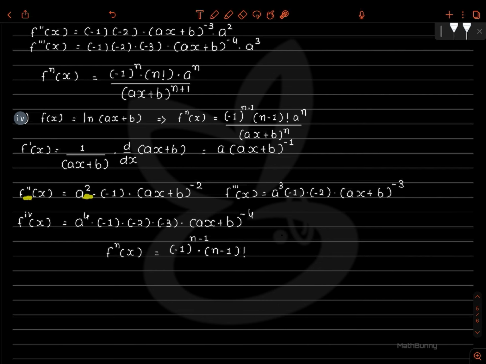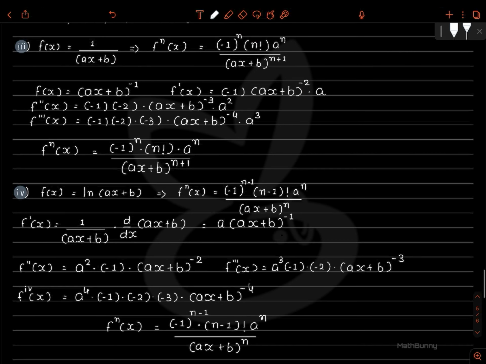For second derivative, a has power 2. For fourth derivative, a has power 4. So it is simple. As all these powers are negative, we can write second derivative power 2, third derivative power 3, fourth derivative power 4. So we can write directly (ax plus b) raised to n. This is very much similar to the previous example. The only differentiating factor is n, right?